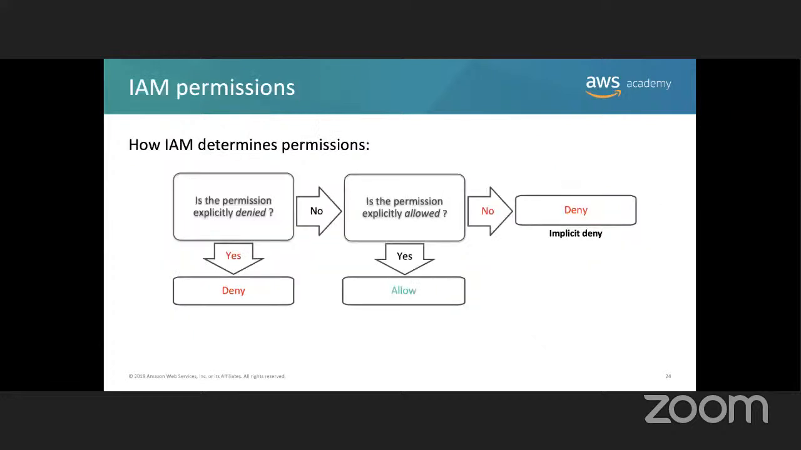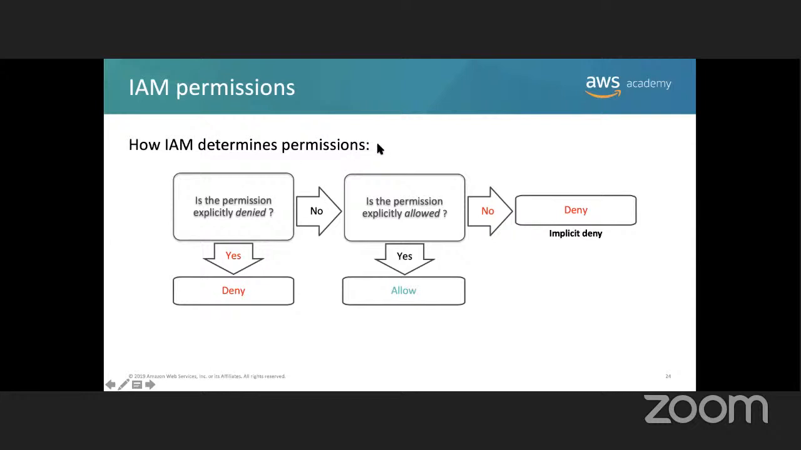So how does it work? Is the permission explicitly denied? If yes, deny. Remember, if it is explicitly denied, it will never be allowed. If no, then it checks if it is explicitly allowed. If someone came in and said allow, then it's allowed. If not, deny. And that is an implicit deny. If no one came in and said this is allowed, then it's denied by default. That's why it's called implicit deny.